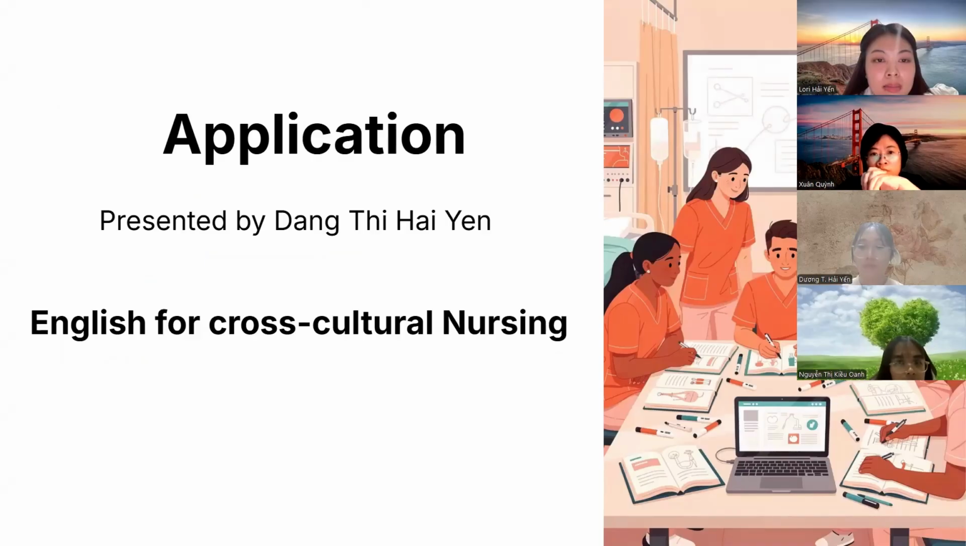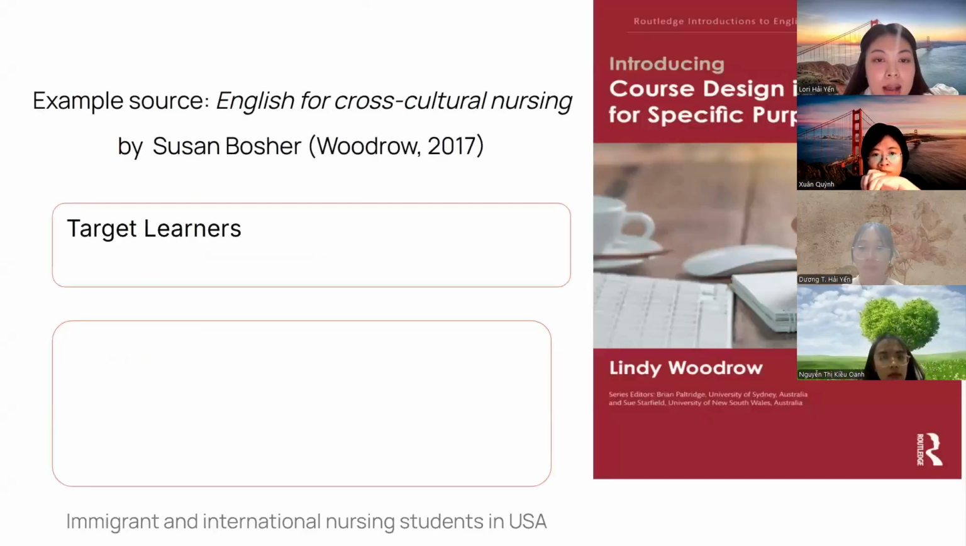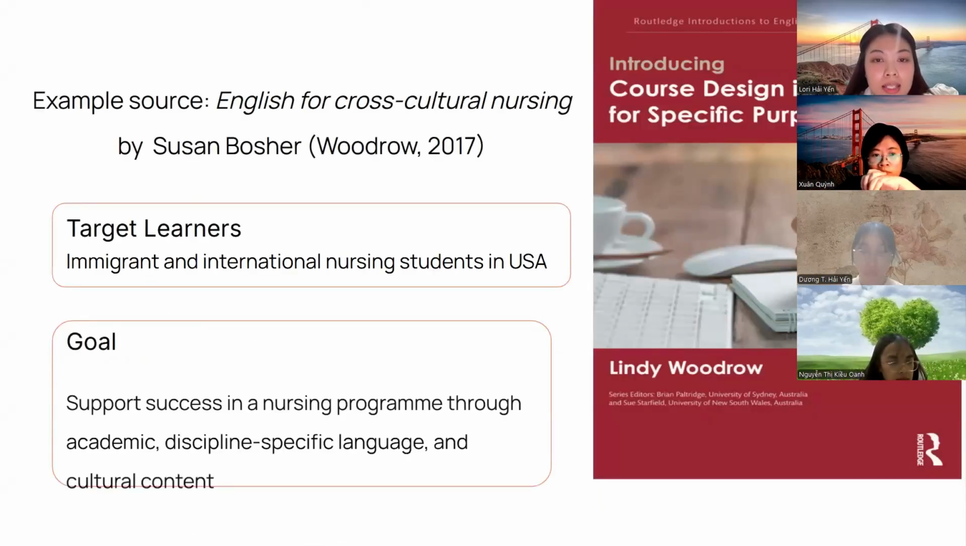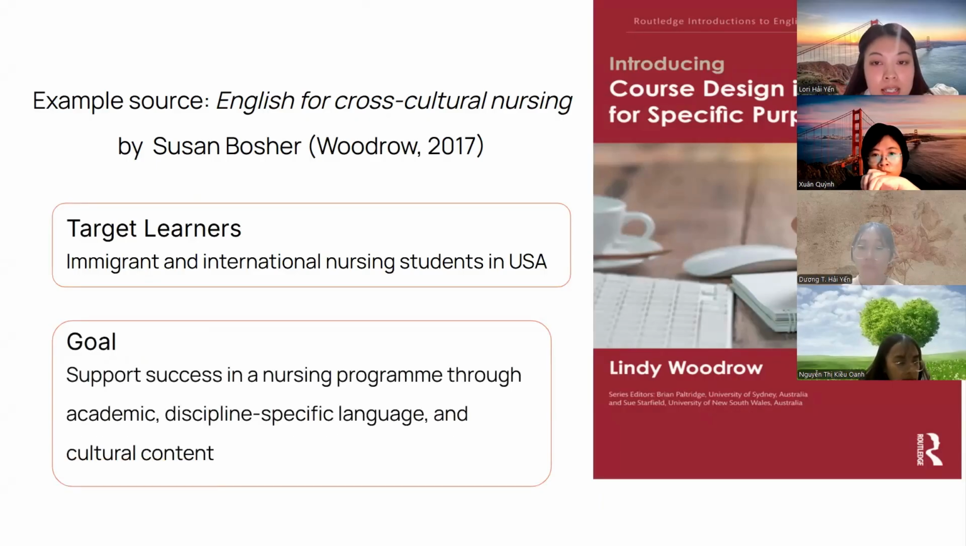For the application part, I use the example of the course English for Cross-Country Nursing by Susan Prosher. This course is taken from the book Introducing Course Design in ESP by Woodrow, and I will focus on analyzing three main points: the language needed, the skills prioritized, and how these influence teaching.